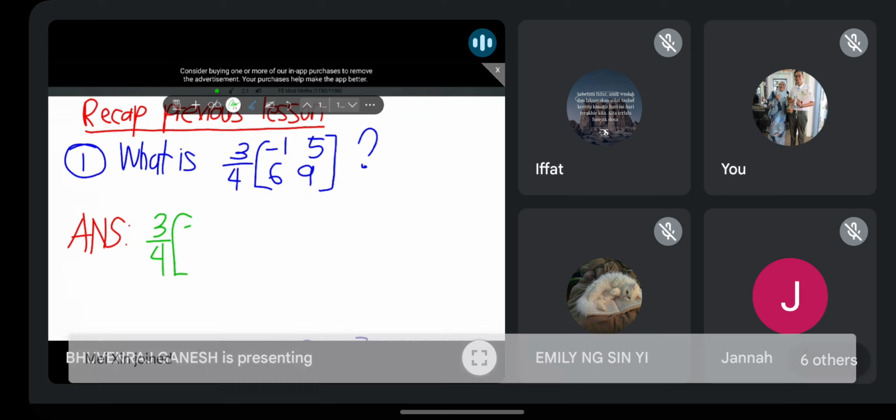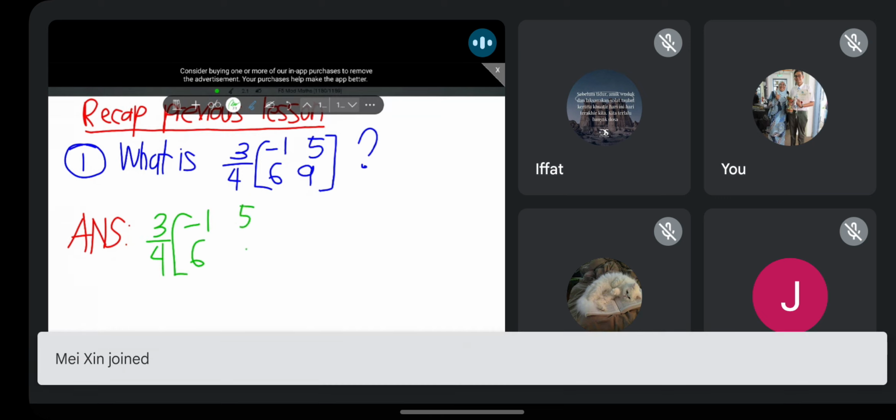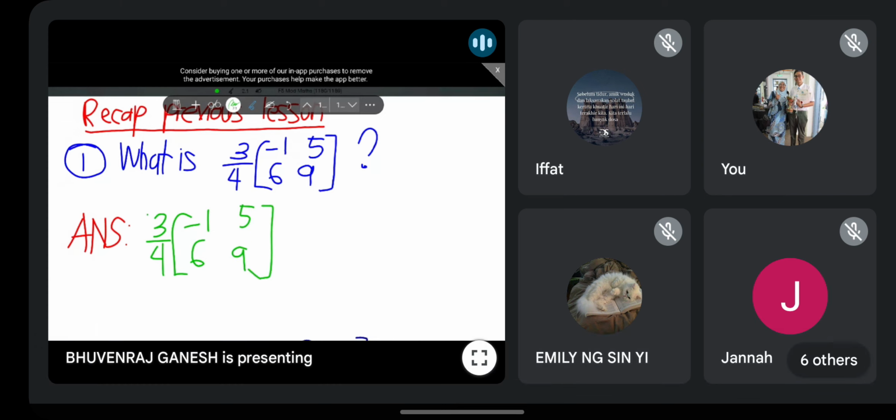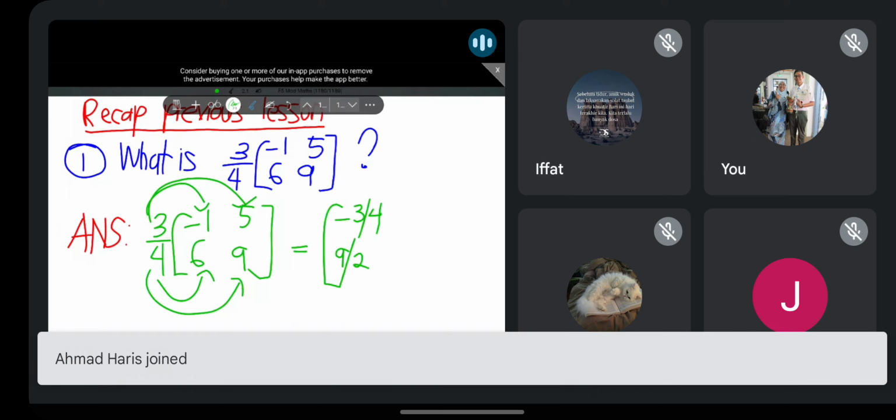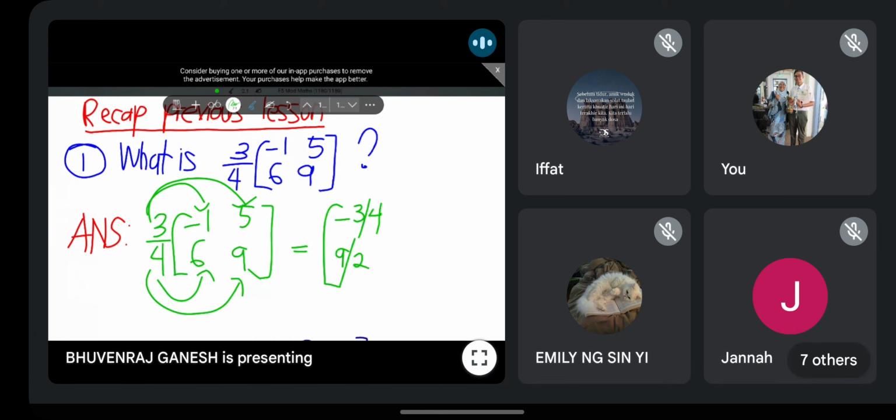Okay, guys. So you got matrix like this, right? So how do we darab masuk? So basically, 3/4 you must times to each of the element. Okay, all the element here you must times with 3/4. So you will get 3/4 times -1, -3/4. 3/4 times 6, you will get 9/2. And then 3/4 times 5, you will get 15/4. And then 3/4 times 9, you will get 27/4.